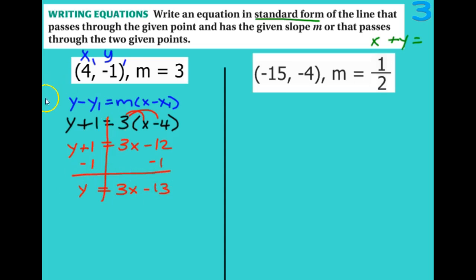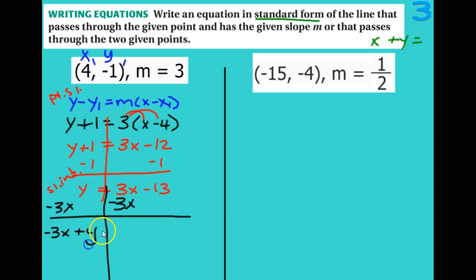Now we started in point-slope form, then we moved to slope-intercept form, and then we need to get to standard form. So if we keep going, we want x and y on the same side. I'm going to subtract 3x, and we have negative 3x plus y equals negative 13. This is the answer that we would be looking for. You could put a 1 there with the y if you want.